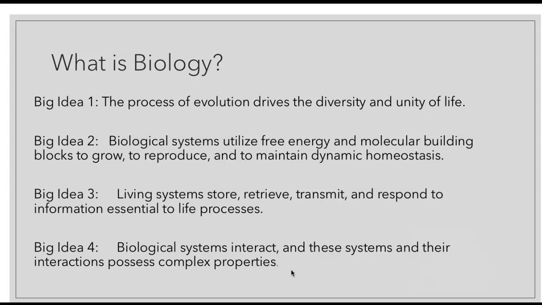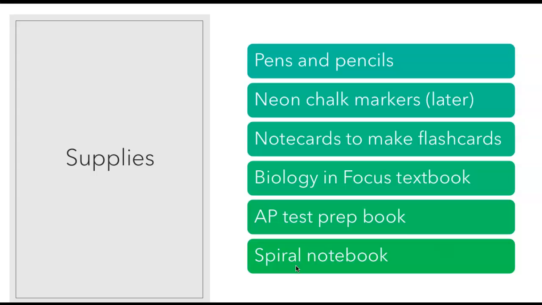And then AP Biology College Board just has these 4 big ideas, and what I want you to see is that our main big ideas are evolution, energy, storage, retrieval, and transmittance of information, like cell communication, communication between organisms, and then the interactions of biological systems. So those are the big overarching themes.